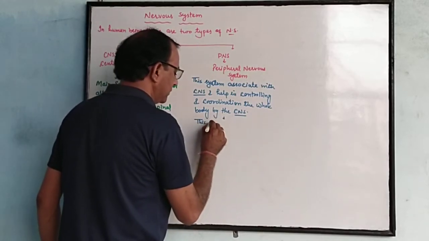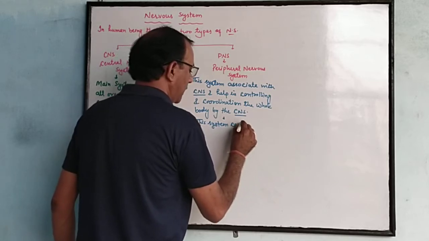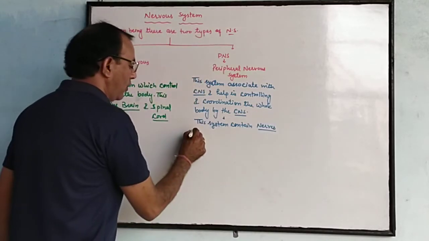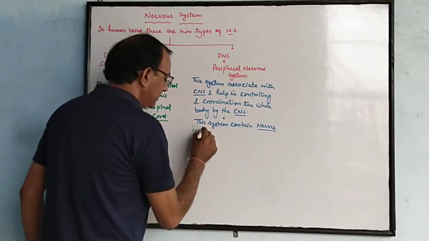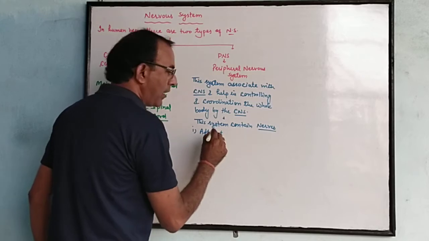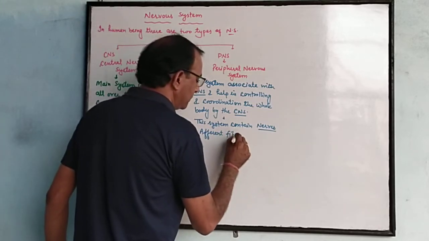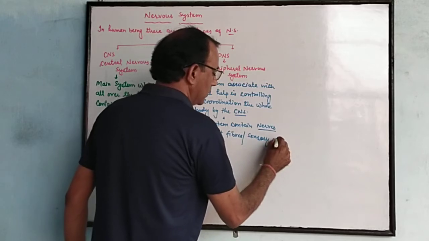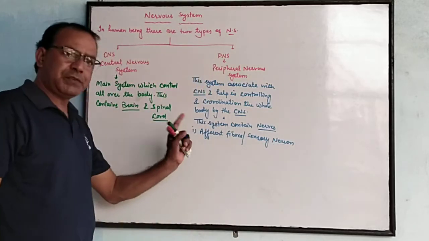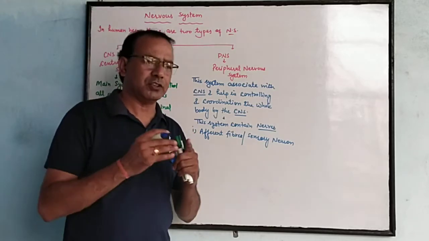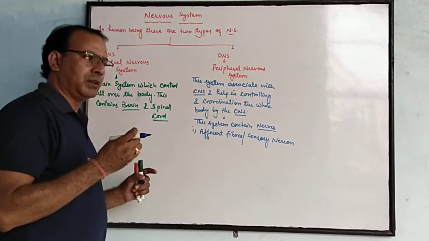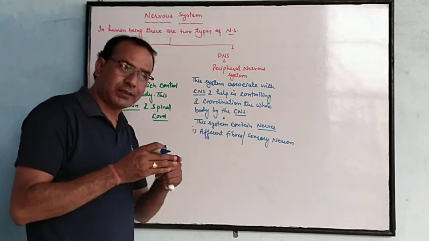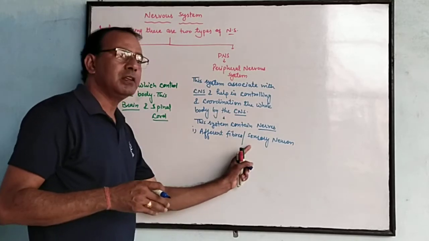This system contains nerves, and those nerves are of two types: afferent fiber and efferent fiber. The afferent fibers are also known as sensory neurons, which we have already discussed. If we accidentally touch something hot or cold, we withdraw our hand, and these signals are transferred by the sensory and motor neurons. The signals which transfer from the effector organ to the brain or to the CNS are called sensory neurons.